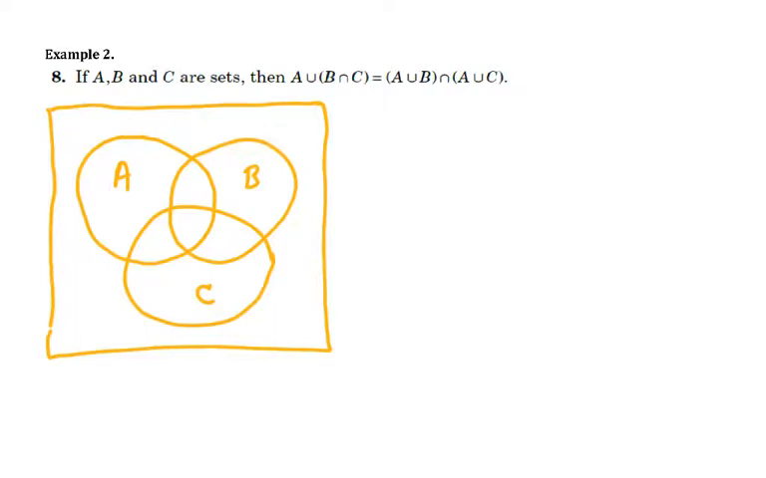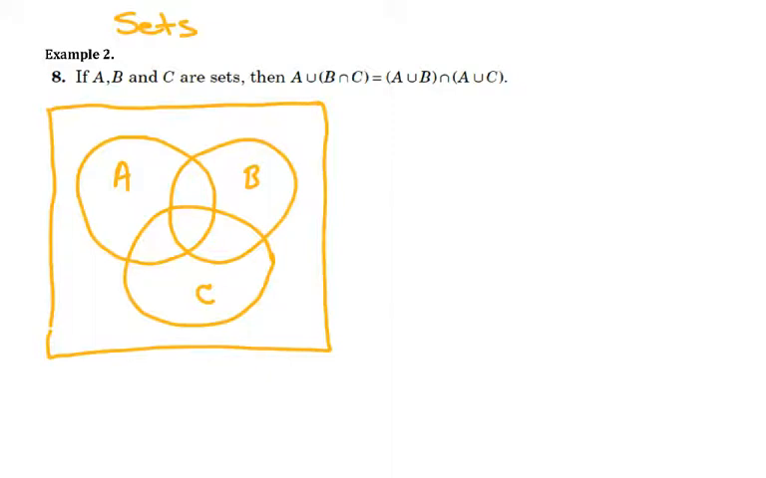Hi there, it's Dr. Maxwell, and I had some questions about example 2 from the lecture on proofs involving sets. So I'm going to go over a few things. First, let's just look at the Venn diagram and convince ourselves that this is true.